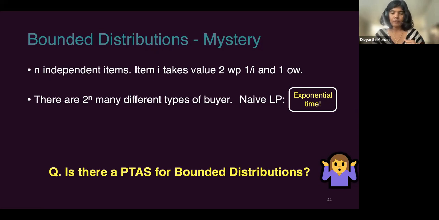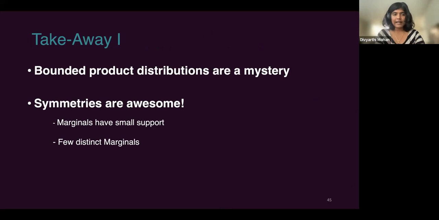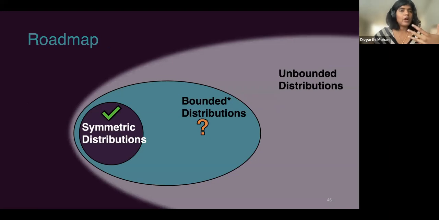So the main takeaway from this part is that symmetric distributions are great. We can find the optimal mechanism for them in polynomial time as long as you have small marginal support and only a few distinct kinds of marginals. But this is only for the special kinds of distributions. We don't know anything beyond this. We don't know how to extend this to finite support marginals or bounded product distributions. Next, I want to talk about the challenges in why it's so hard to go beyond symmetric distributions to finite or bounded distributions.